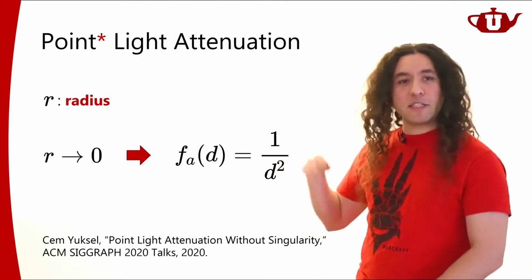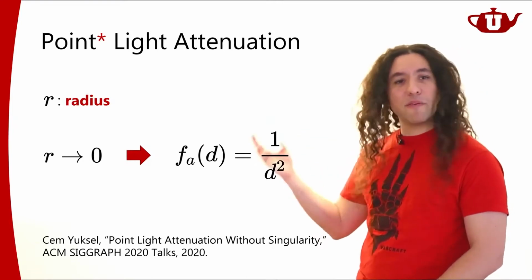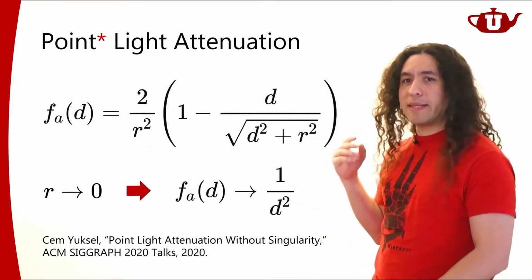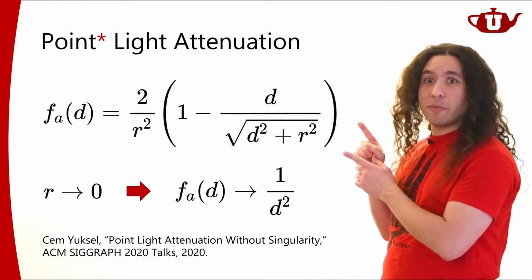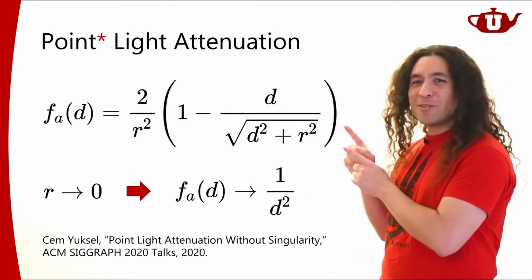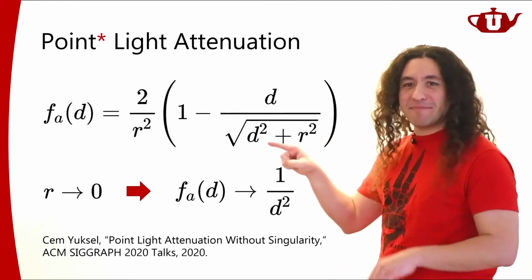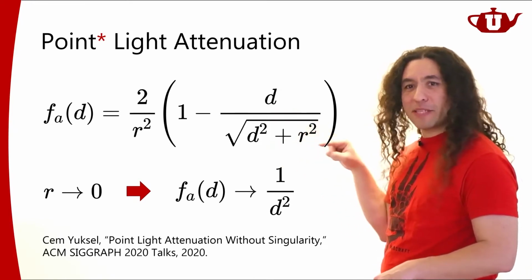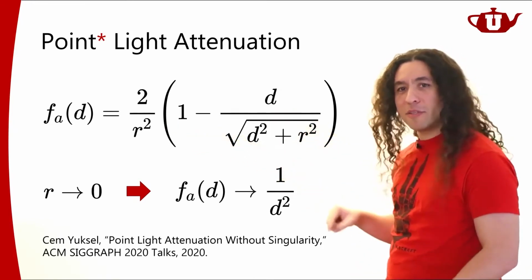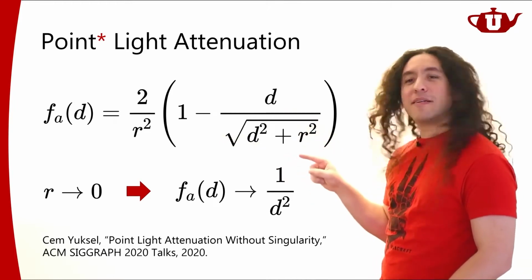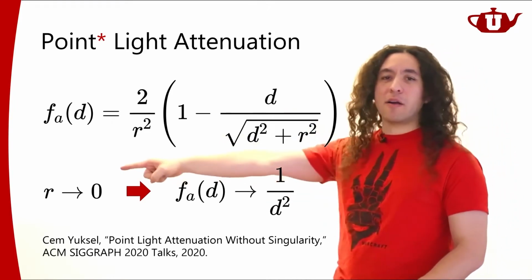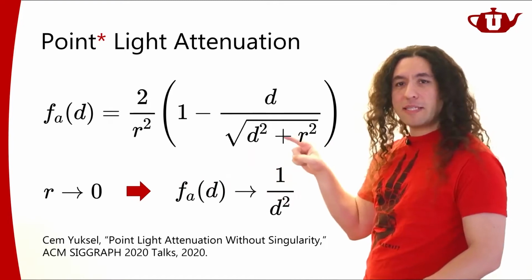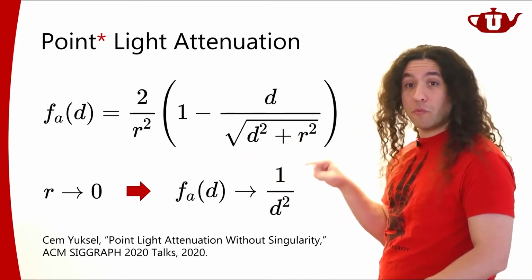After some derivation, starting with the rendering equation and simplifying things, we end up with this sort of scary looking formula. It's not too scary though. In addition to this d squared and d terms, we also have this r squared terms. And here, what happens is that when r goes to 0, this actually goes to 1 over d squared.